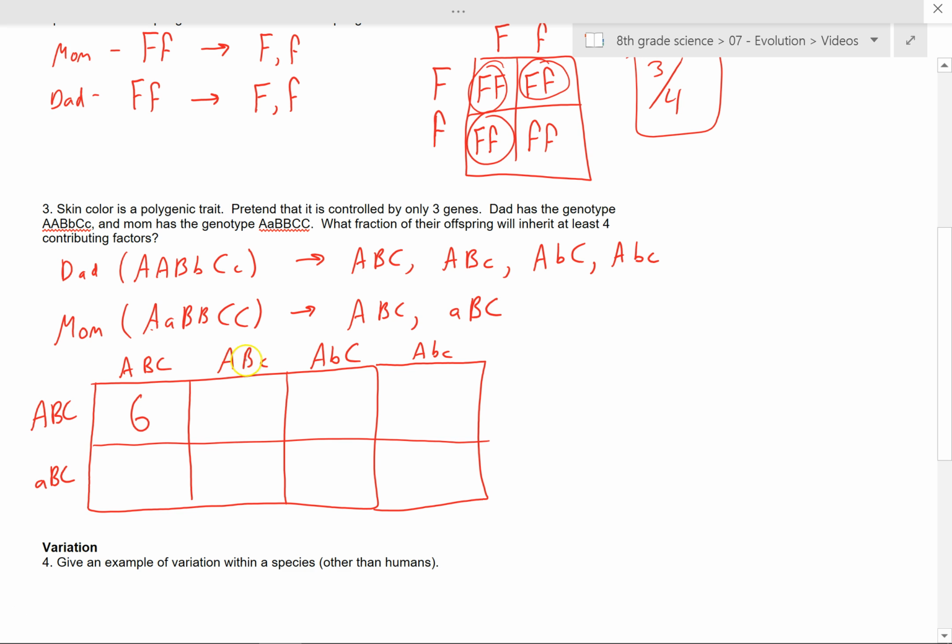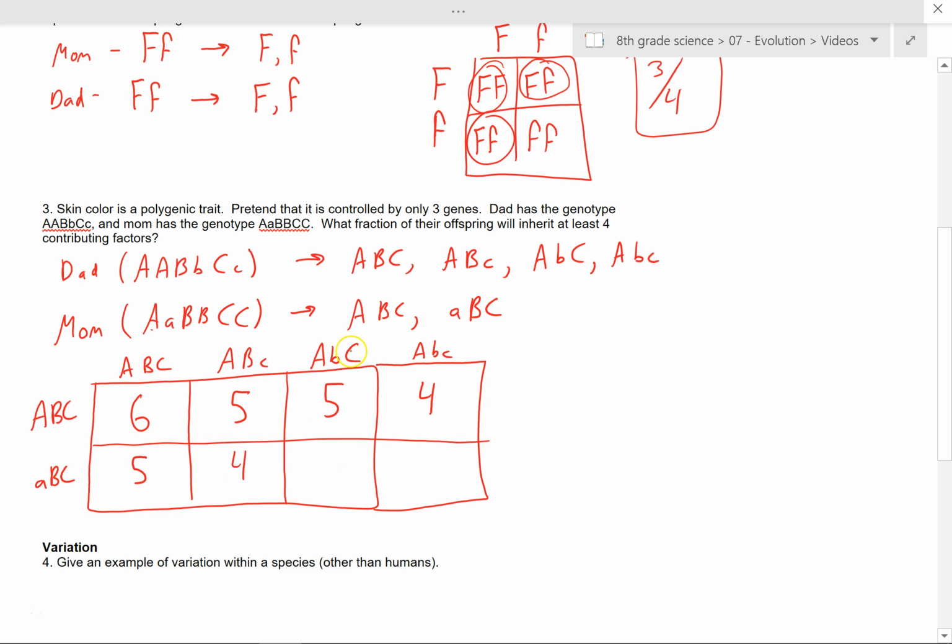On this one, I'd have 2 capital letters from dad and 3 capital letters from mom, so that's 5. Here I'd have 2 capital letters from dad again, 3 from mom, so that's 5 total. And here I'd have just 1 capital letter from dad, 3 from mom, that's 4 total. Over here, I'd have 3 capital letters from dad up here, 2 from mom, so that's 5 total. Here we have 2 from dad, 2 from mom, that's 4 total.